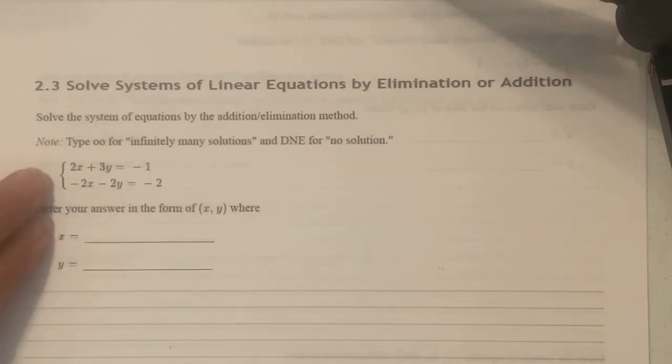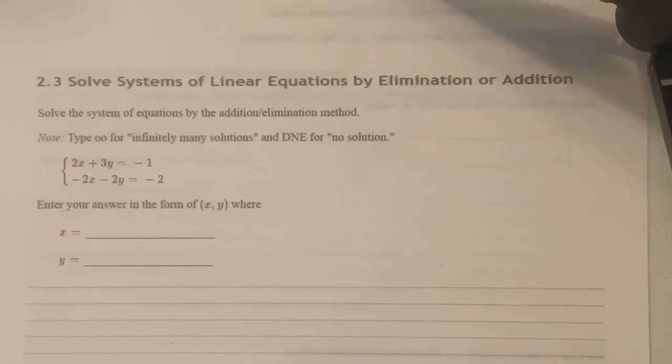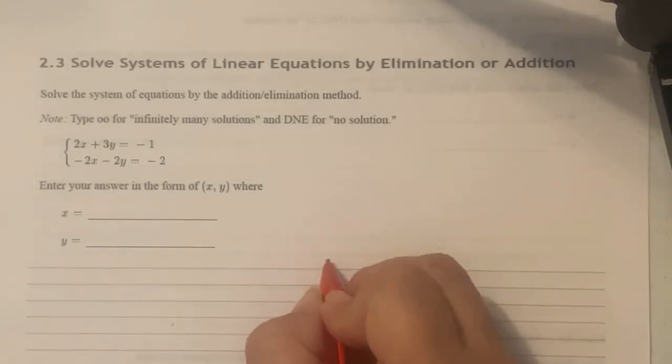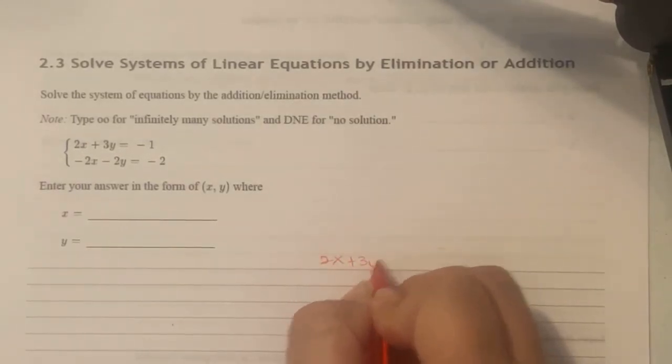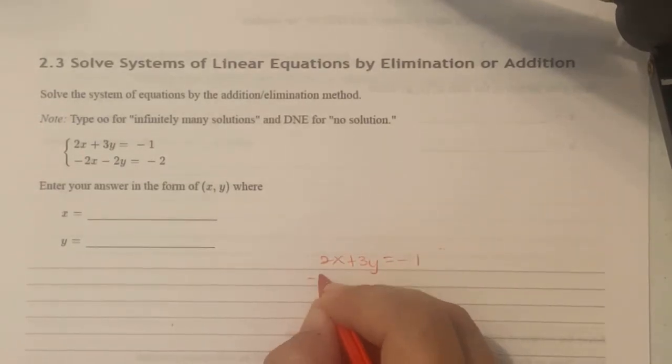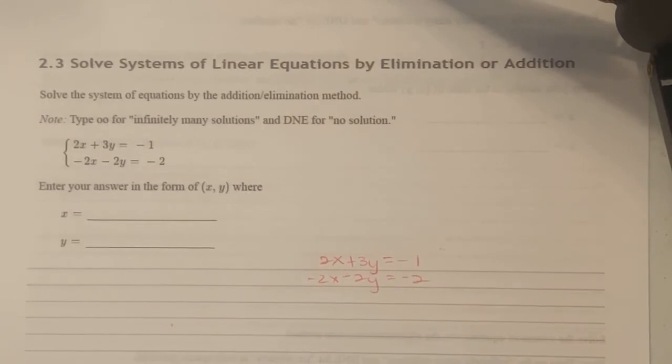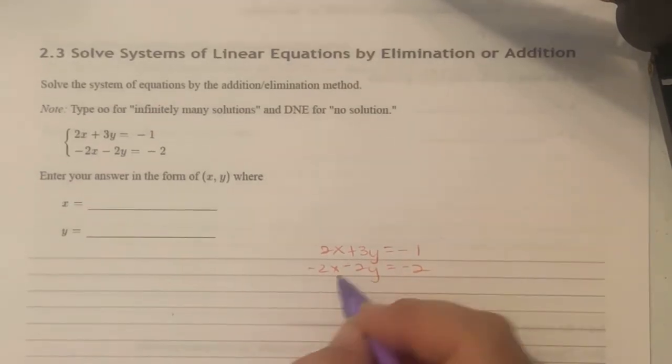So they gave us the equations 2x plus 3y equal to -1 and -2x minus 2y equal to -2. When they're talking about the elimination method, it means you are eliminating one of the variables from the other. So we have our equations 2x plus 3y equal to -1, -2x minus 2y equal to -2. First thing you do, you're going to add straight down.